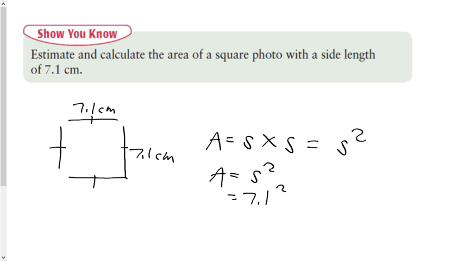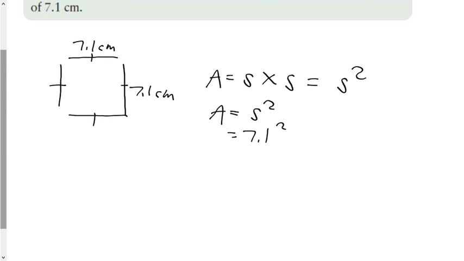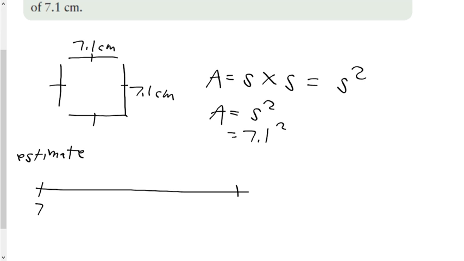Now we have to estimate 7.1 squared first. So the way we're going to do that is we're going to use a number line. This is how we're going to estimate. What is 7 squared? 49. I'm going to put 49 above here. What would be the next one we know? 8 squared, which is 64.